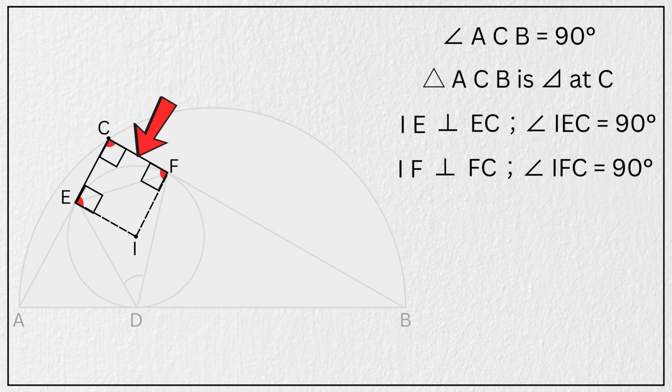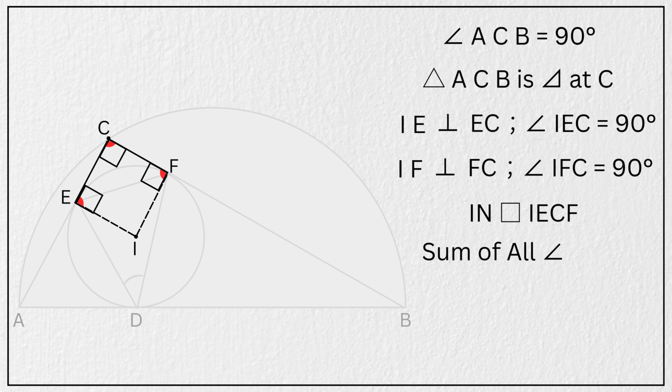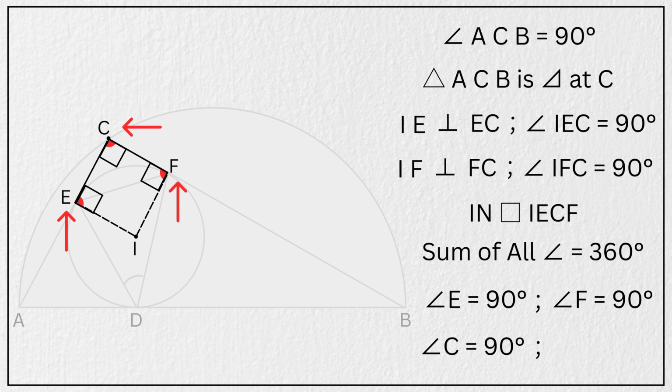Now look at quadrilateral IECF. We know that the sum of all the interior angles of any quadrilateral is equal to 360 degrees. And here we already have 3 right angles, each measuring 90 degrees, so the remaining angle must also be 90 degrees. That means this angle EIF is a right angle, correct?